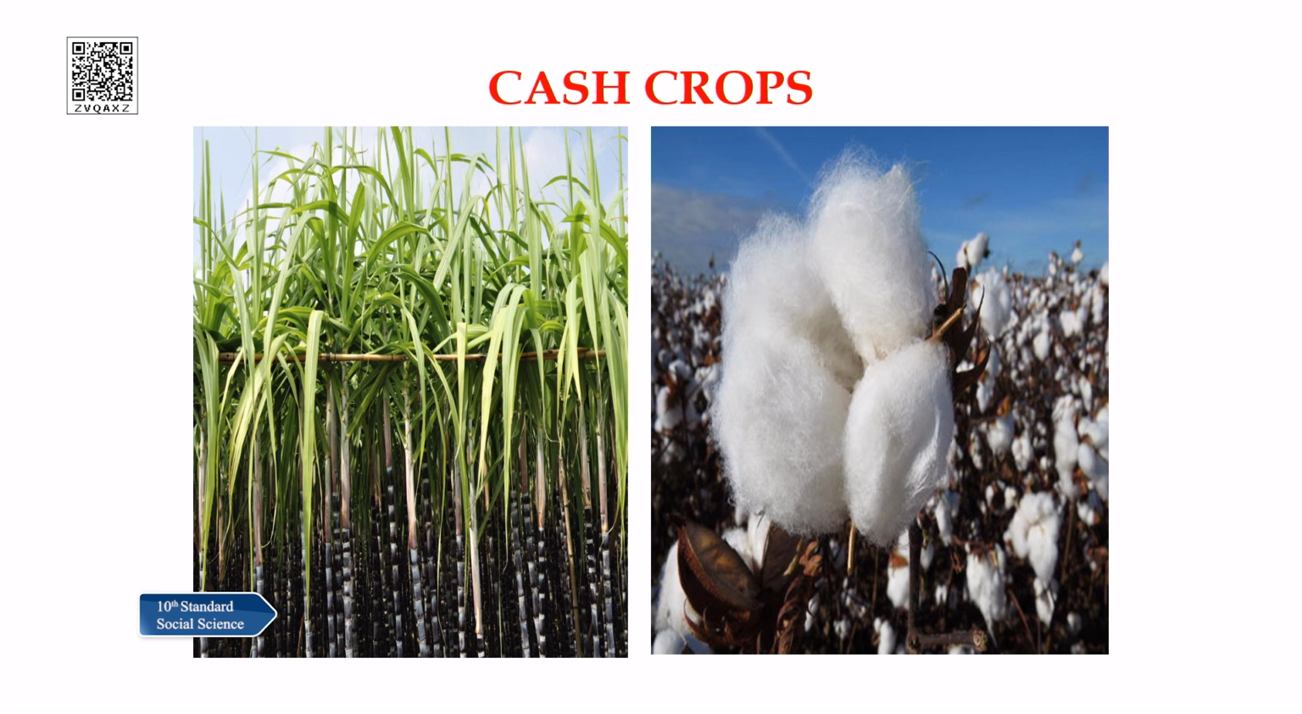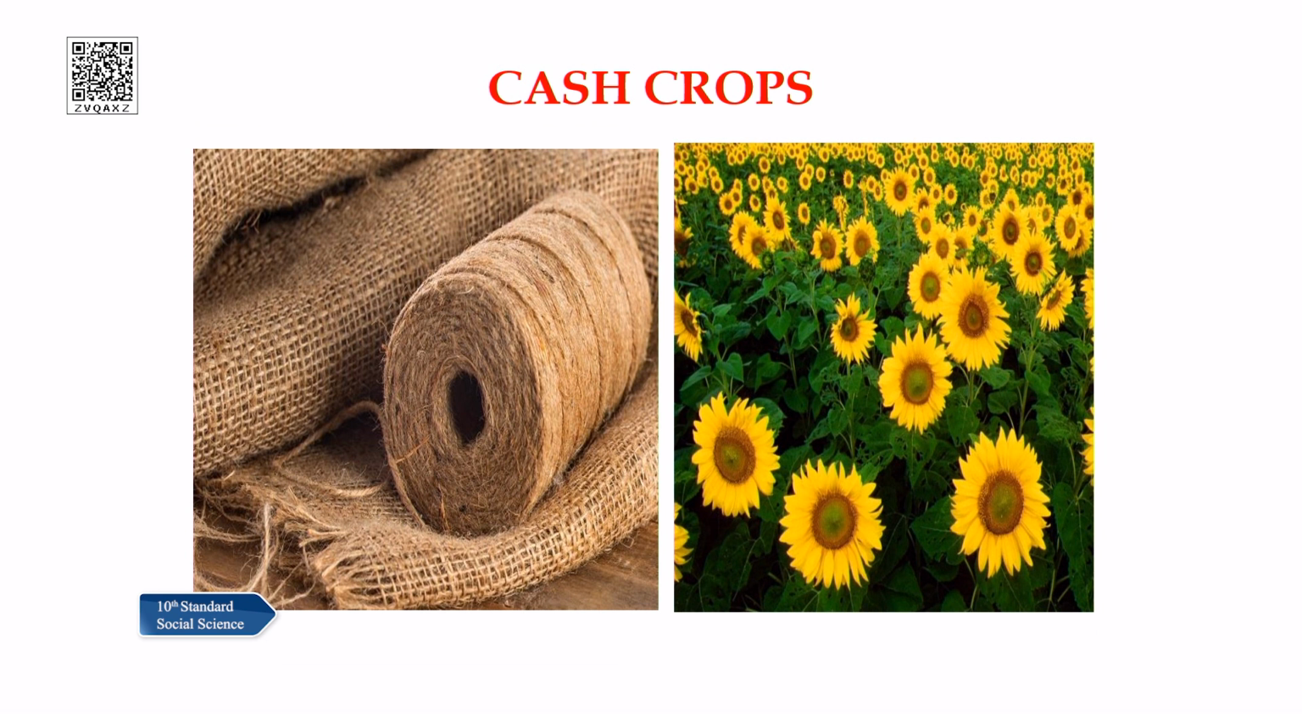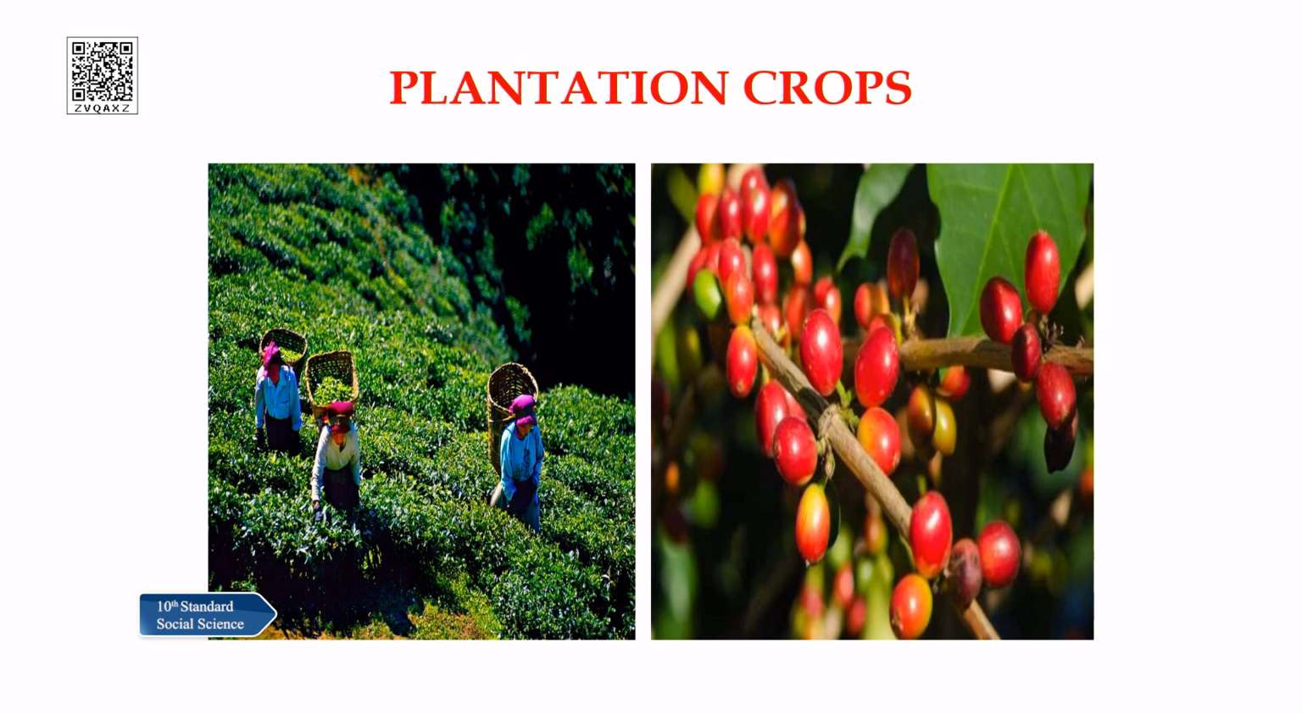Now we have cotton. Cotton, as you can see, is a fiber crop. It is grown in Maharashtra. Then on the left side you can see a gunny bag. It is made of jute, and for growing jute we need alluvial soil, and West Bengal is the leading state both in the cultivation and in the production of jute. Now on the right side you see the sunflower, and we have oil seeds. We get oil seeds from groundnut, mustard and sunflower.